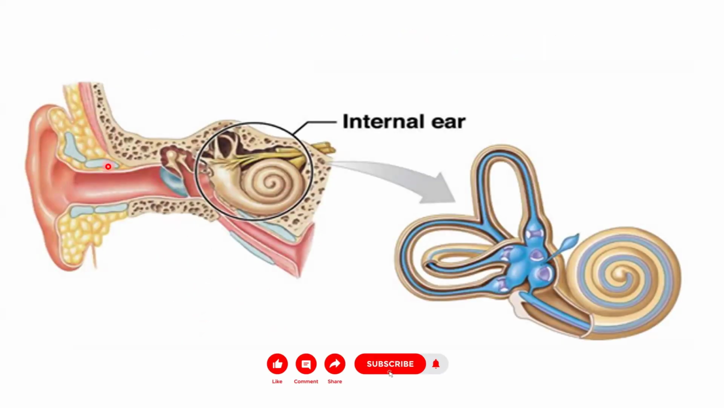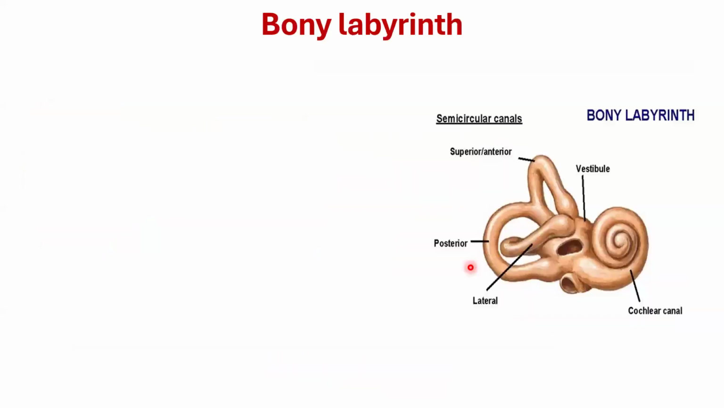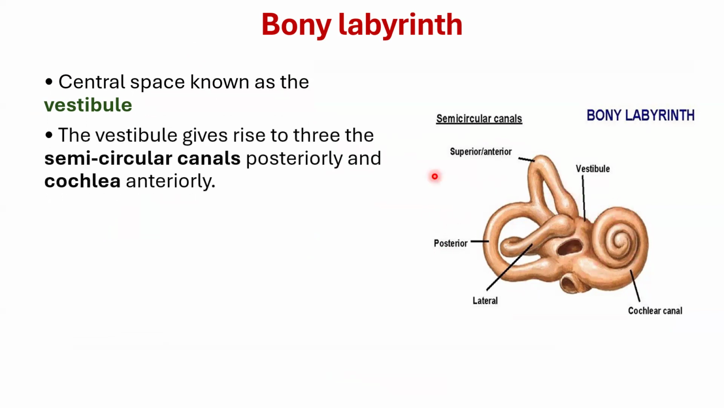So this is the outer ear, this is the middle ear, then this is the inner or internal ear. The internal ear has the bony labyrinth, the one in brown. Then the one in blue is the membranous labyrinth. In the bony labyrinth, the central space is known as the vestibule. The vestibule gives rise to three semicircular canals posteriorly, and anteriorly it gives you the cochlea.